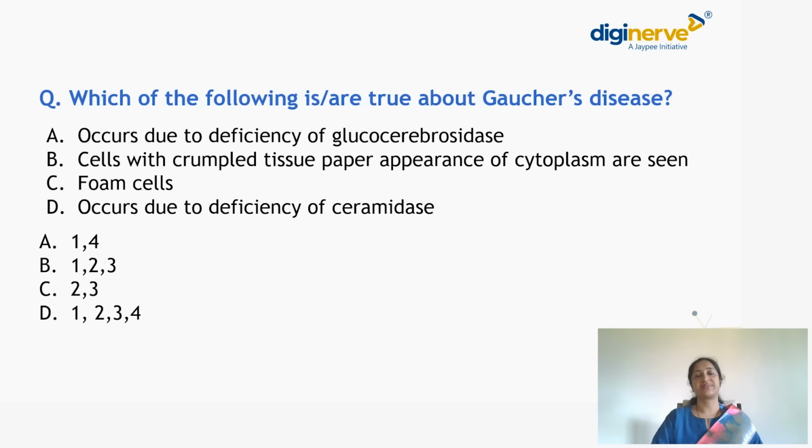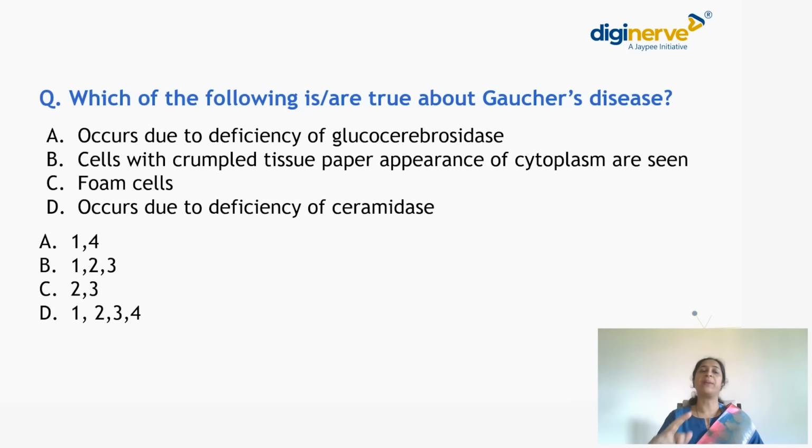Option 3, foam cells. Foam cells are cells where there is a lot of intracellular metabolite. That accumulated metabolite makes the cell look full with some kind of foamy substance. In Gaucher's disease, there is accumulation of metabolites because of deficiency of glucocerebrosidase. These foam cells appear in most storage diseases. They can also be seen in Niemann-Pick and in so many conditions. But they are also seen in Gaucher's disease because this is also a storage disease. So option 1, option 2 and option 3 are correct.